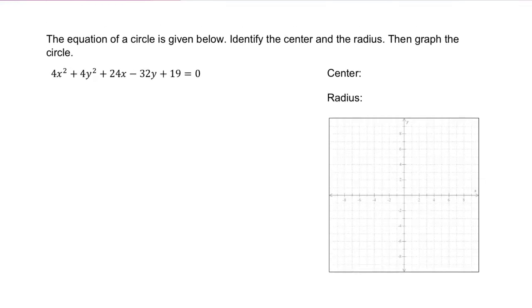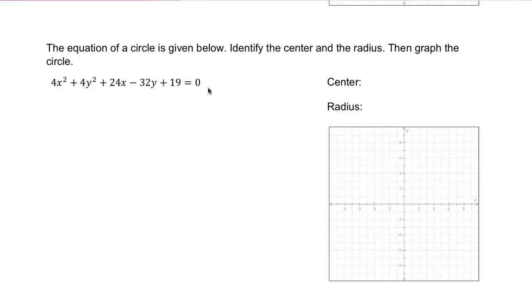So this last example, we are given the equation of a circle here. Our job is to identify the center and the radius. But if you look at this equation, this isn't in the standard form. Remember in class we went over the standard form of a circle. So that will be (x minus h) squared plus (y minus k) squared equals r squared.